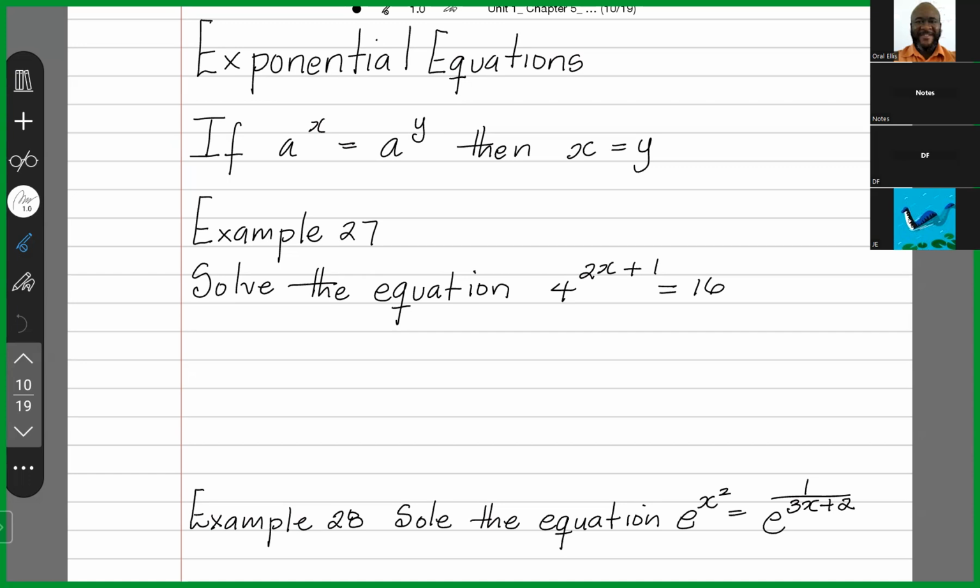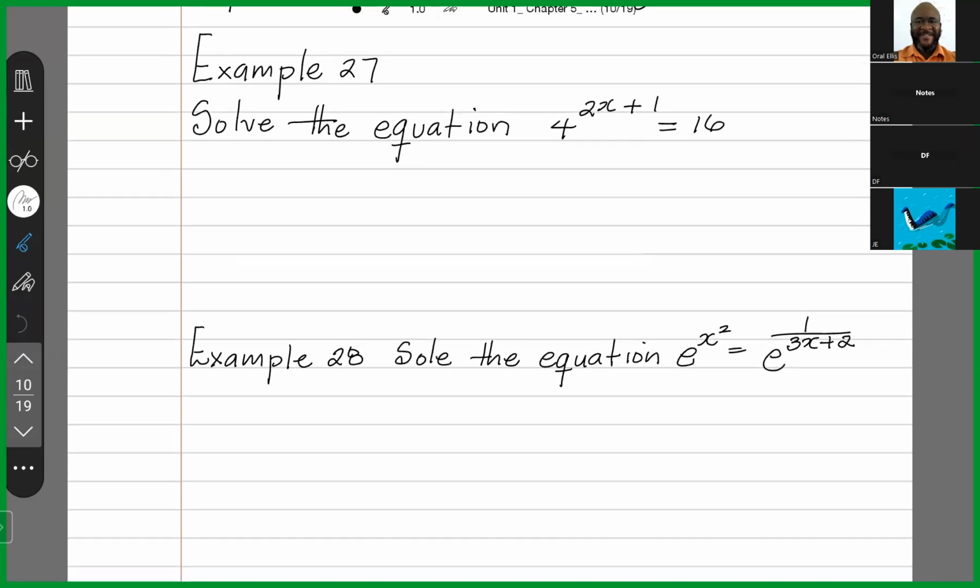So in other words, if you have one base on the left raised to a power, and you have the same base on the right raised to a different power, and the two expressions are equal, it means that the two powers are equal. So if a to the x, a being the base raised to the power x, is equal to a to the y on the right, then x must be equal to y. All right, so let's look at an application of this.